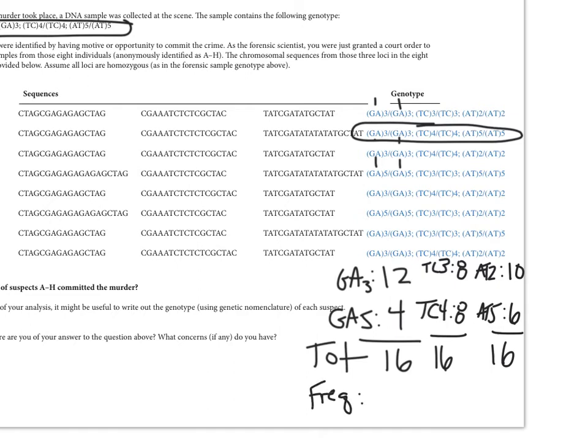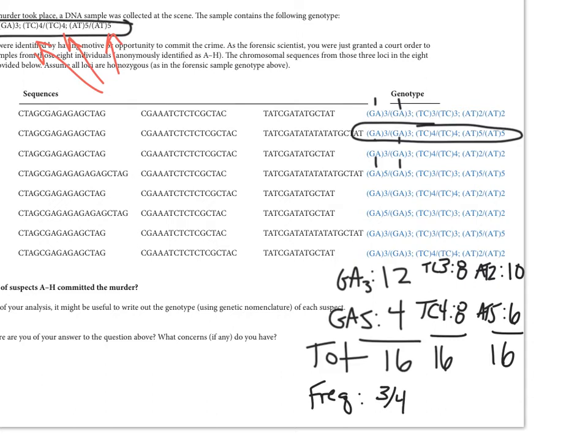So what's the frequency of GA3? How many copies of the chromosome that just have 3 GAs, GA, GA, GA, how many of those are there in this population that we're looking at? The 8 individuals that might be guilty. They're in the lineup. So 3/4 of the individuals we're looking at have GA3. Right, that's up here in red. That's the genotype we're looking for. We're looking for GA3, TC4s, and AT5s. So GA3s, we've got 3/4 of the people in the population have that allele.